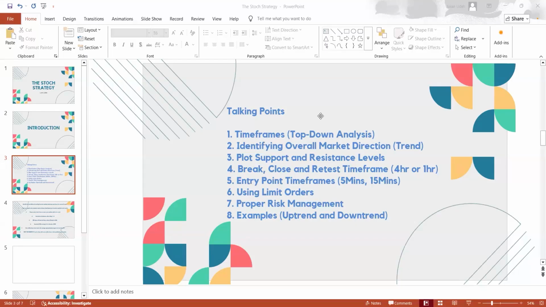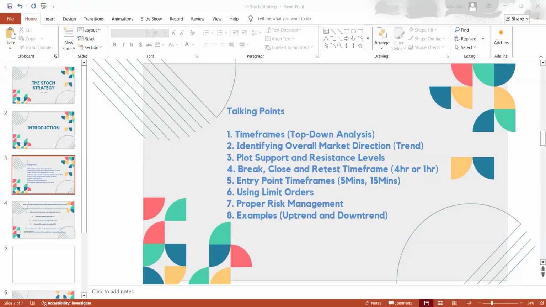Entry points. Go to your 5 or your 15 minutes and set your buy limit or your sell limit. That is if the trend is either an uptrend or a downtrend. Use your limit orders. Use buy limits. Use sell limits. Proper risk management is already there, right?